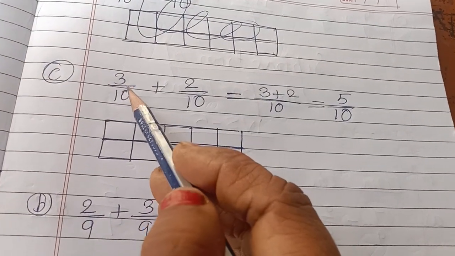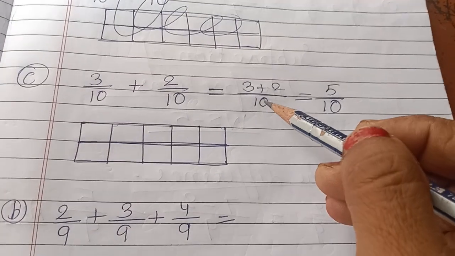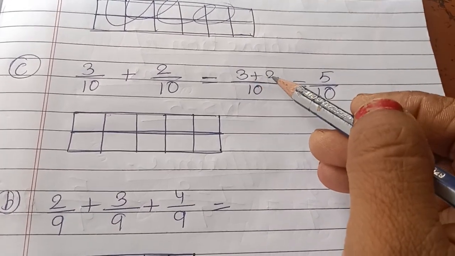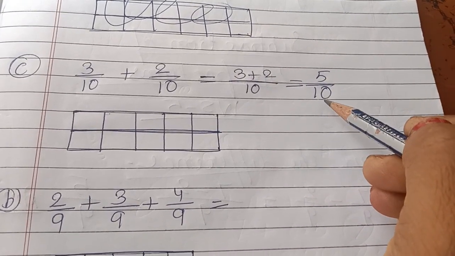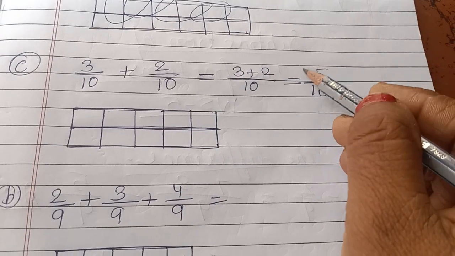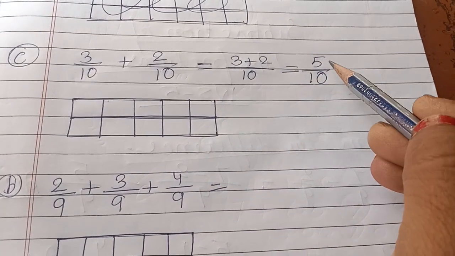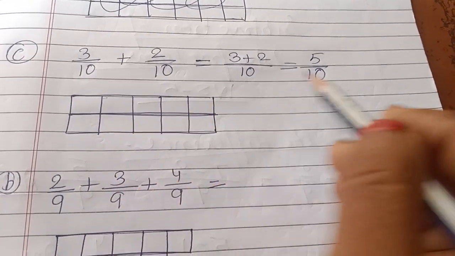Similarly, let's solve one more question. So here the addition of like fractions 3 by 10 plus 2 by 10 is given. While adding like fractions, we only add the numerators. So 3 plus 2, we will get here 5 upon 10. Now here you have to show these fractions by shading the boxes.